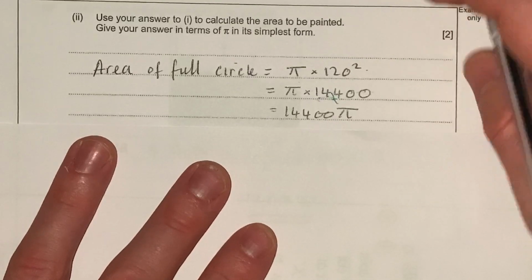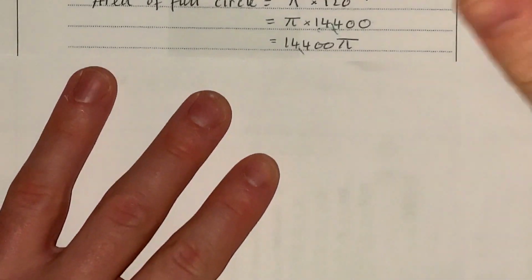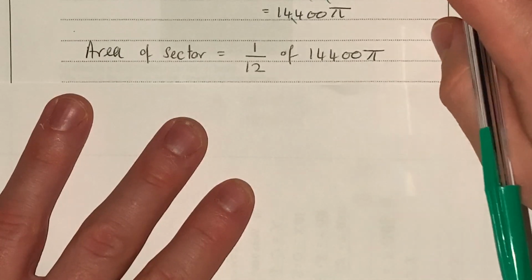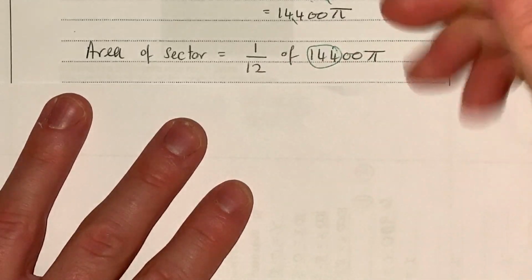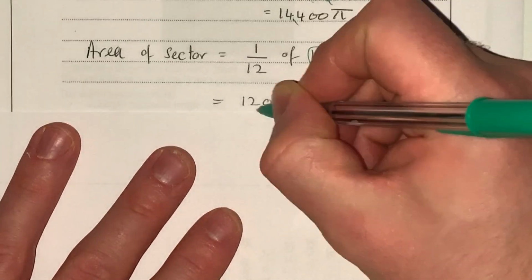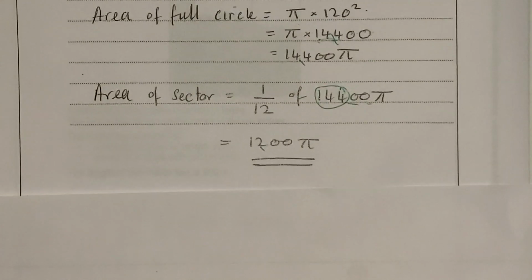Which I can just rewrite simply as 14,400 pi, because it tells me it's got to be written in terms of pi. But because we know that we only want 1/12 of it, which is what we just found in the previous part, we've got to find 1/12 of this. So I divide this number by 12, I'm hoping you know that would give me 12. So don't forget the 2 zeros after, which is 1,200 pi. Quite a nice question for 2 marks.